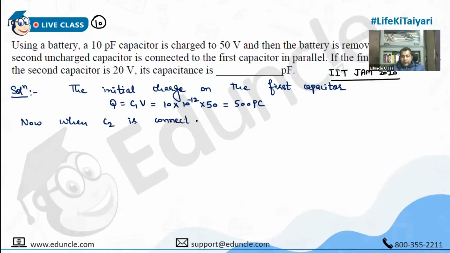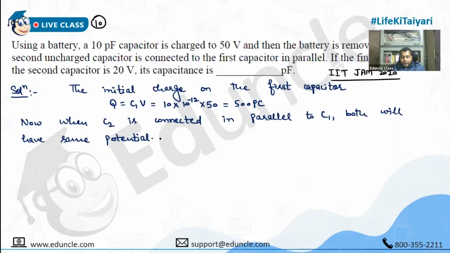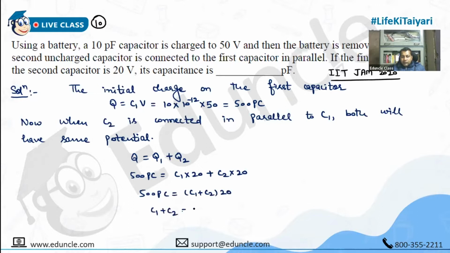When C2 is connected in parallel to C1, both will have the same potential. Now, the total charge will be the same. This is 500 picocoulomb. This will be C1 into 20 plus C2 into 20. So 500 picocoulomb equals C1 plus C2 into 20. So C1 plus C2 is 500 picocoulomb by 20, 25 picofarad. C1 is 10 picofarad, so C2 will be 15.